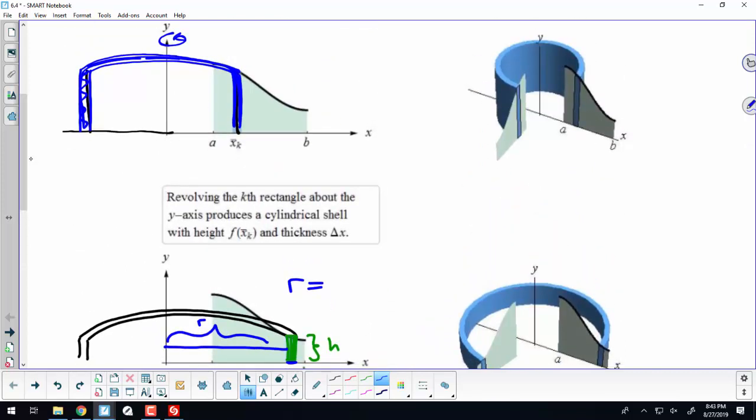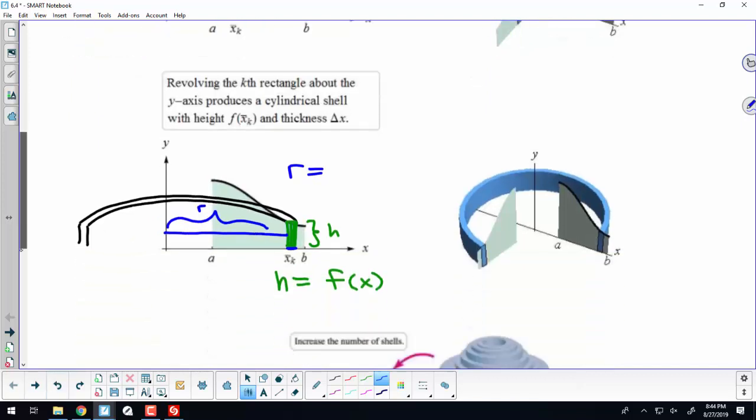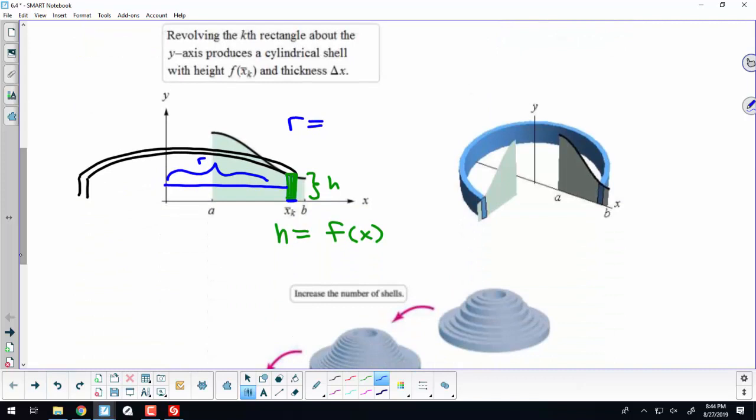If this is my rectangle here and I revolve it around the y-axis, that's the radius of that particular cylinder. Here's the cylinder, but we're just looking at half of it. So this thing right here is r. Does that make sense? Can you just see that in your head? Maybe.